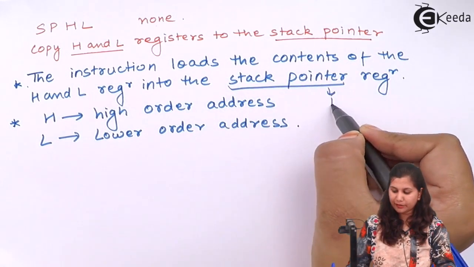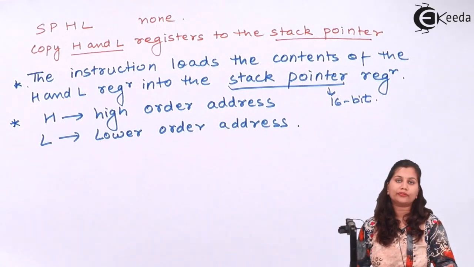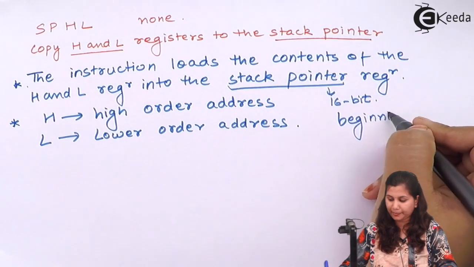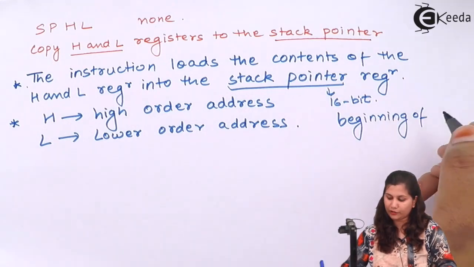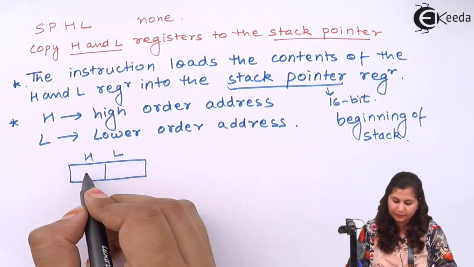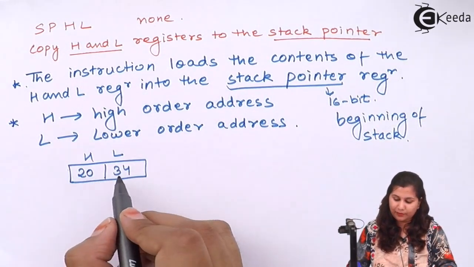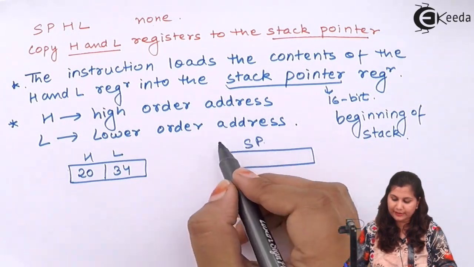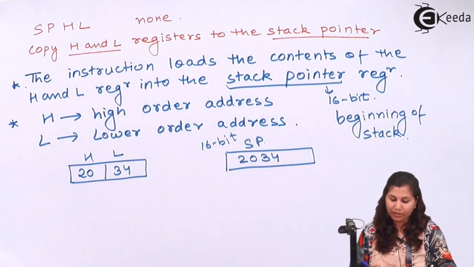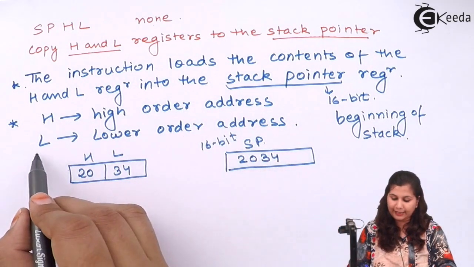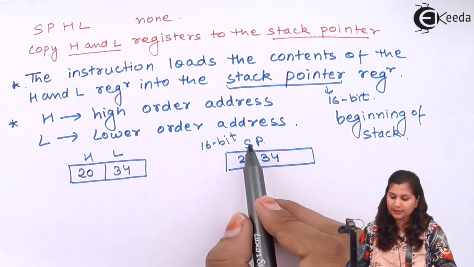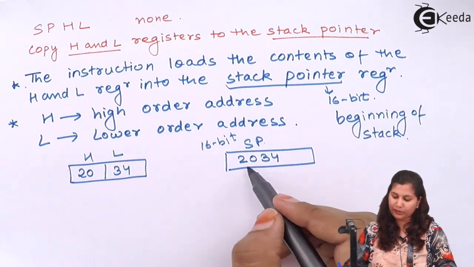Stack pointer register is a 16-bit register and it denotes the starting of the stack, that is, from which memory location the stack is starting. So it is defining the beginning of the stack. Stack is an array of memory locations. So suppose in HL we have the memory address 2034 and this memory address will be loaded in the stack pointer. Stack pointer is 16 bit. So this address 2034 will be completely transferred into the stack pointer register. The H register shows the higher order address, and the L register shows the lower order address. So we have the address as 2034, and at this address the stack pointer will be initialized. So the stack will start from this memory location.